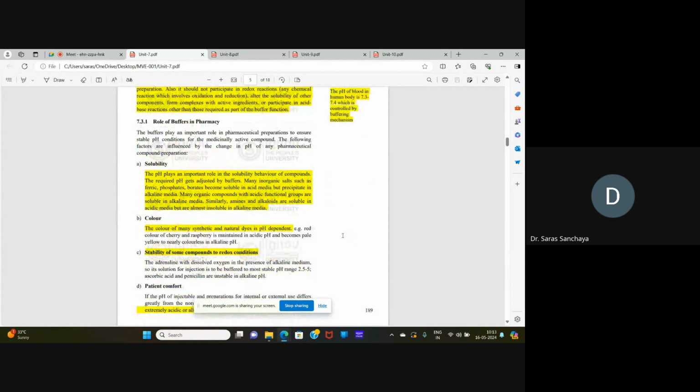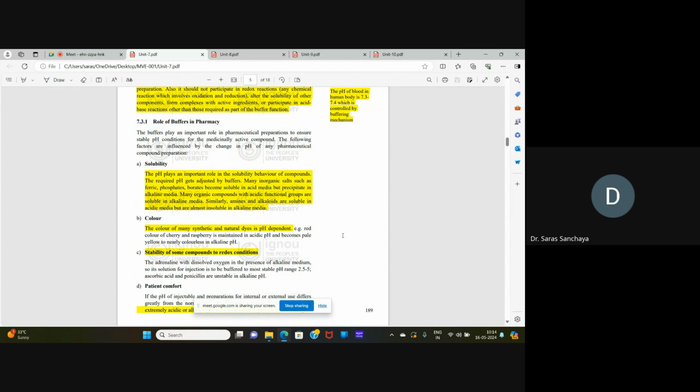The pH plays an important role in the solubility behaviors of the compounds. The required pH gets adjusted by buffers. Many inorganic salts such as ferric, phosphates, borates become soluble in acid media but precipitate in alkaline media. Many organic compounds with acidic functional groups are soluble in alkaline media, and similarly, amines and alkaloids are soluble in acidic media but are almost insoluble in alkaline media.